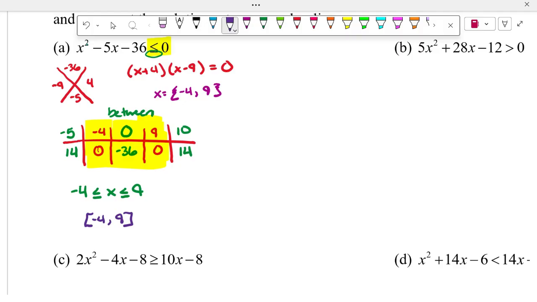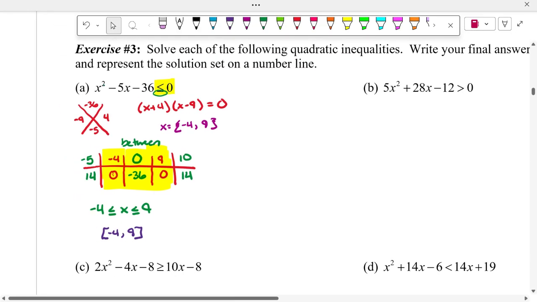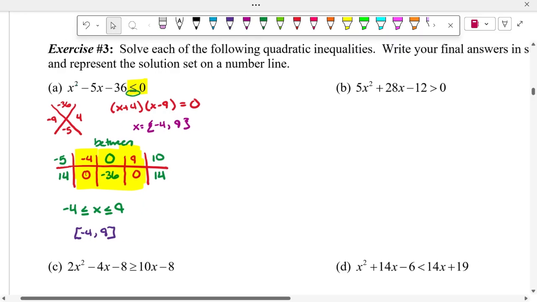Again, I don't really care which way you write your answer. It's whichever one you understand the most. Any questions on that one? So basically, solving inequalities is really easy. It's just solving a quadratic equation with the extra step of taking like 2 seconds to plug and chug and figure out where the solution set will be. Any questions on that?